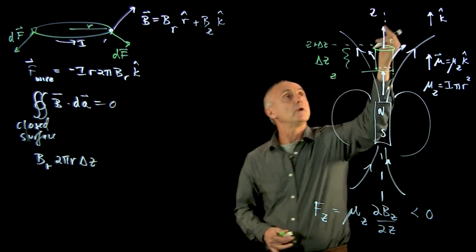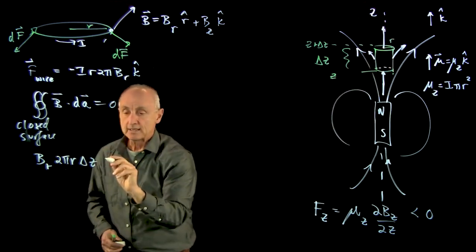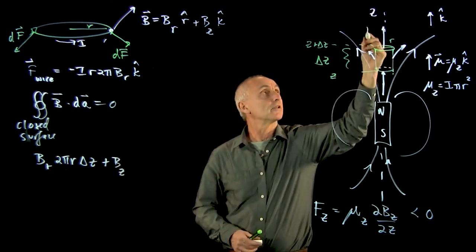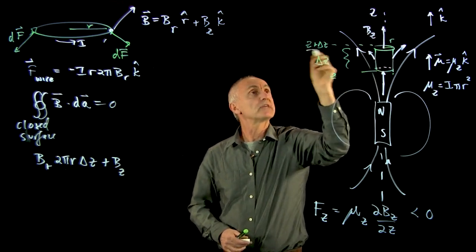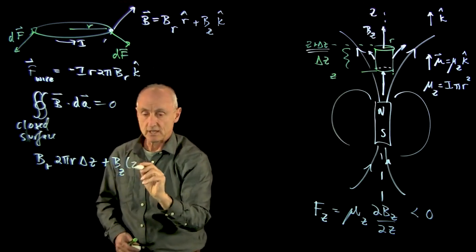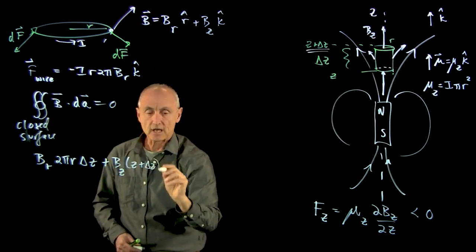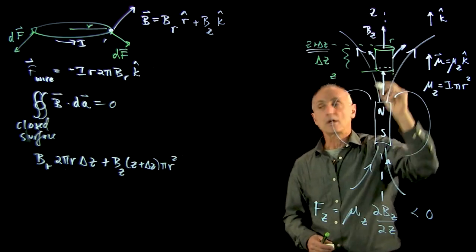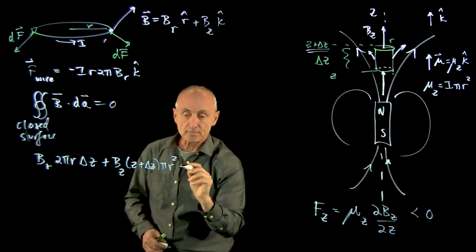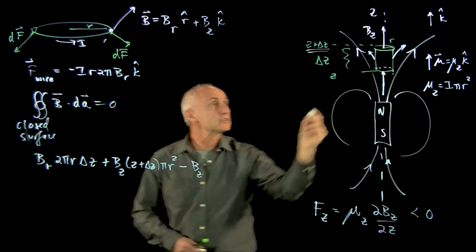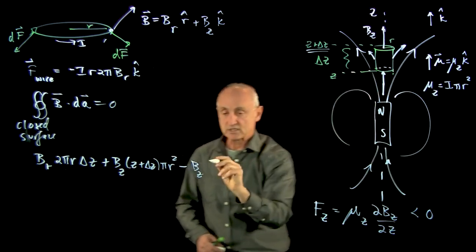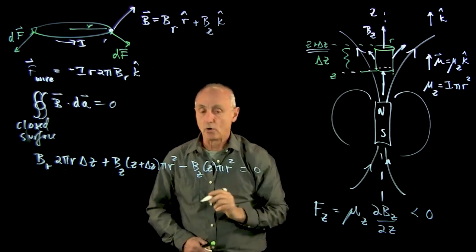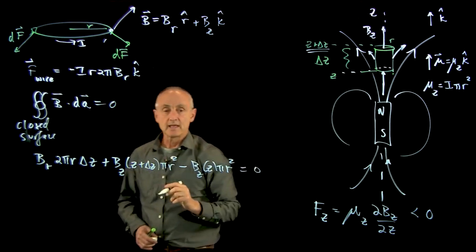Up here, we have flux coming out. Now, I'm going to write that as Bz, the z component, which is perpendicular. But remember, this is at the point z plus delta z, and that's times the area pi r squared. And here, I have flux coming in, and so that's minus Bz, but this is only at the point z, times the area pi r squared. And all of that is 0.